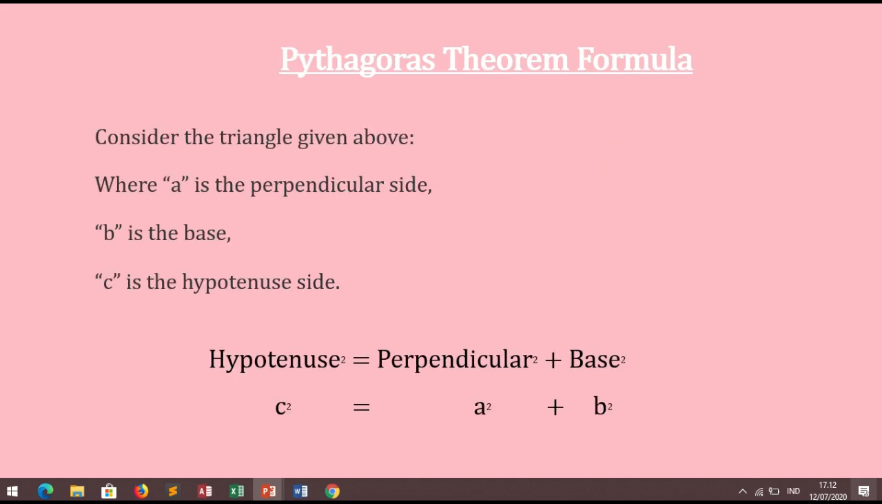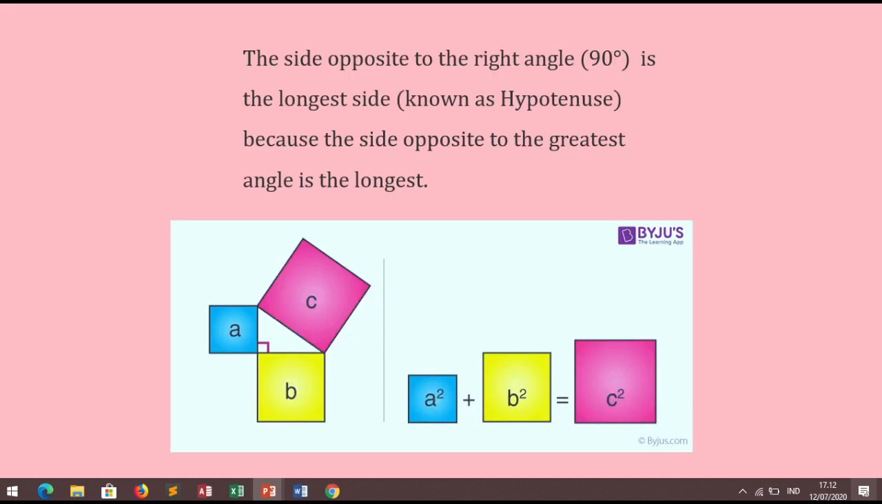Pythagoras theorem formula. Consider the triangle given above, where A is the perpendicular side, B is the base, C is the hypotenuse side. Hypotenuse side squared equals perpendicular squared plus base squared. The side opposite to the right angle, 90 degrees, is the longest side because the side opposite to the greatest angle is the longest.